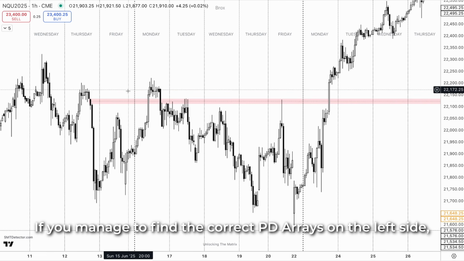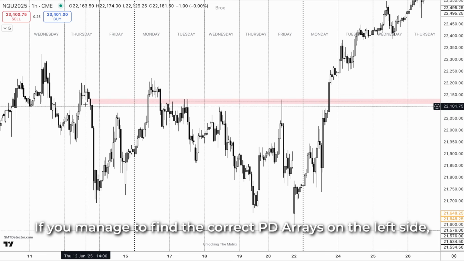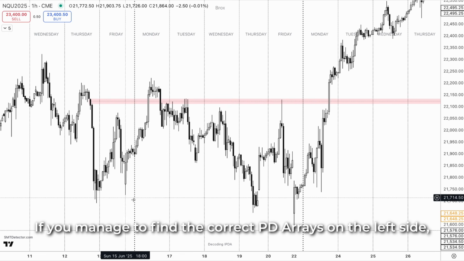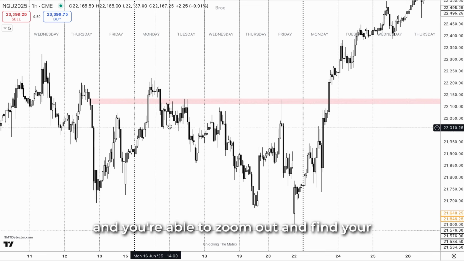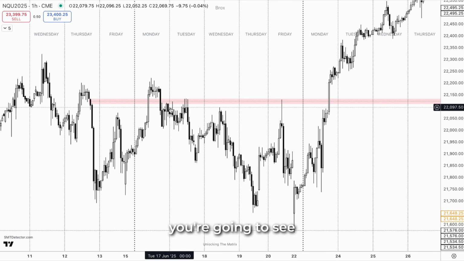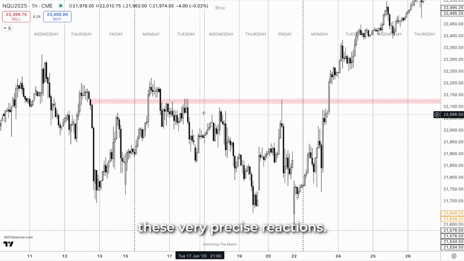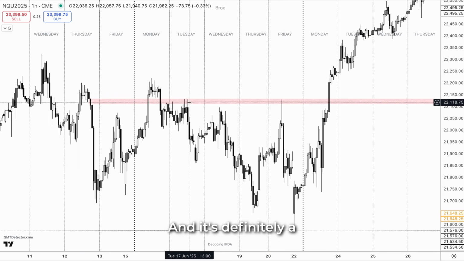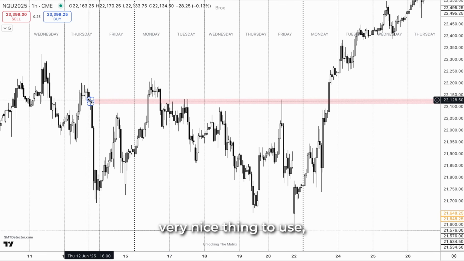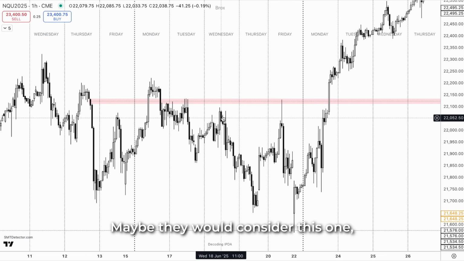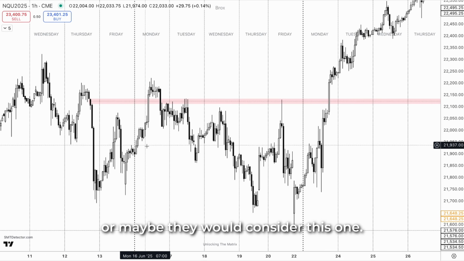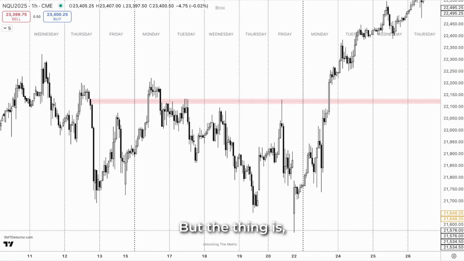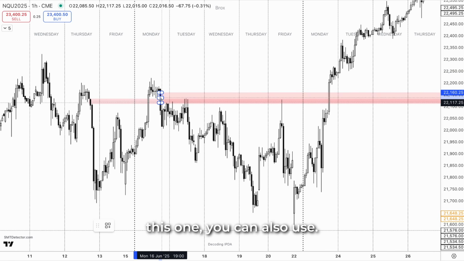If you manage to find the correct PD arrays on the left side and you're able to zoom out and find your correct point of interest, you're going to see these very precise reactions. And it's definitely a very nice thing to use, because most people would not look at this imbalance. Maybe they would consider this one, or maybe they would consider this one. But the thing is, this one you can also use.